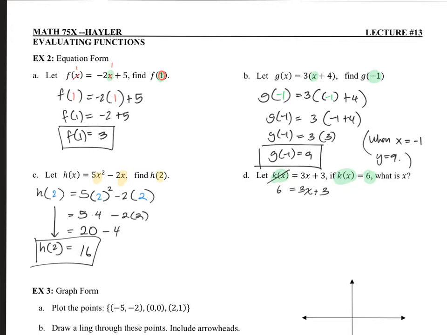We've solved equations before. So let's go ahead and subtract 3 from both sides. So that'll be 3 equals 3x, and then we'll go ahead and divide both sides by 3. And we get 1 equals x. So when k of x equals 6, we know that x equals 1. Just a little hint there.